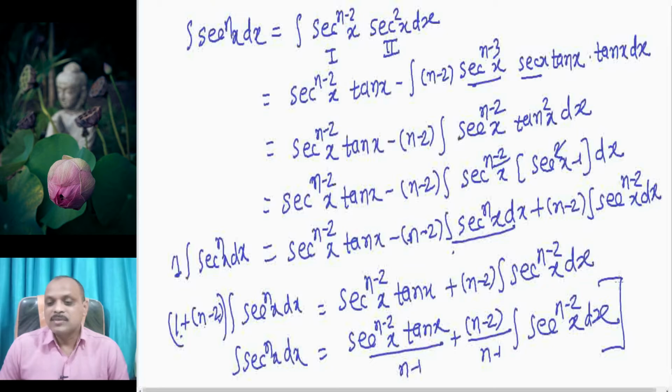You can see that in the right side, the second term has power n minus 2, that is, it is decreased by 2, and hence it is called a reduction formula. Here we have derived two formulas, one of tan raised to n and second of sec raised to n, leaving to you cot raised to n and cosec raised to n for your practice.